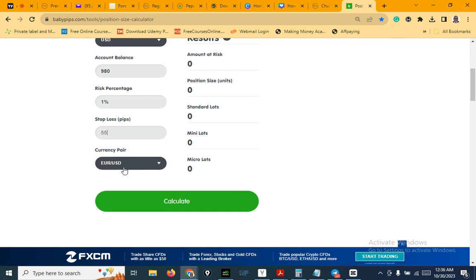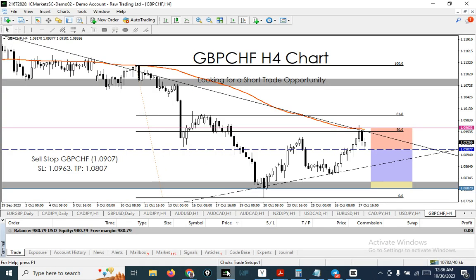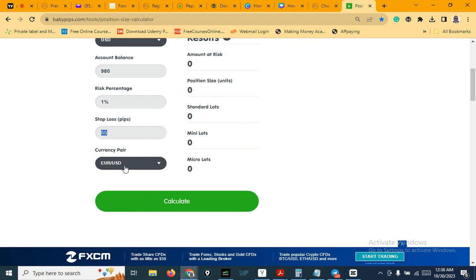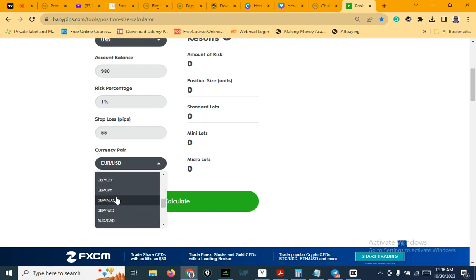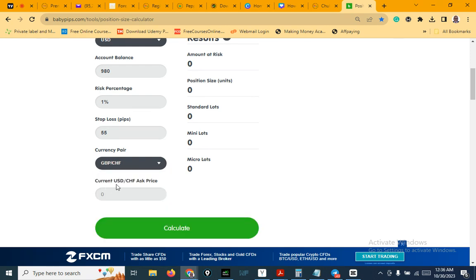What's the currency pair? It's Great British Pound, Swiss franc. You look for the currency pair, Great British Pound, Swiss franc. That's the currency pair. So what is the current USD Swiss franc ask price?